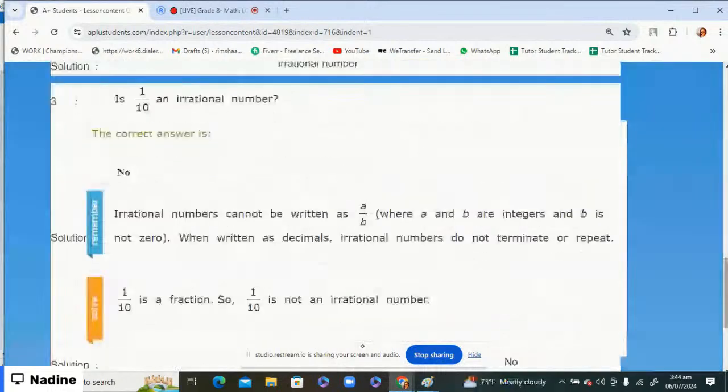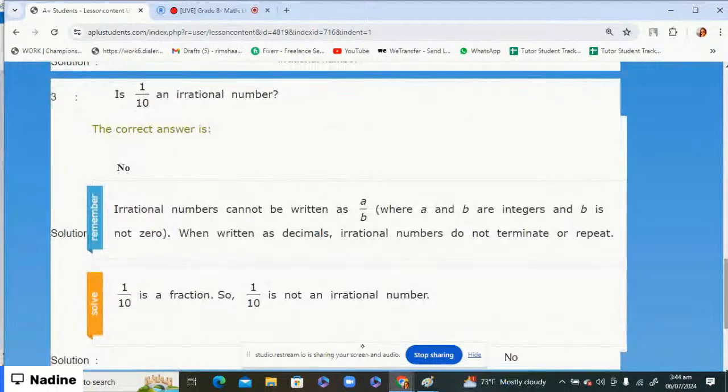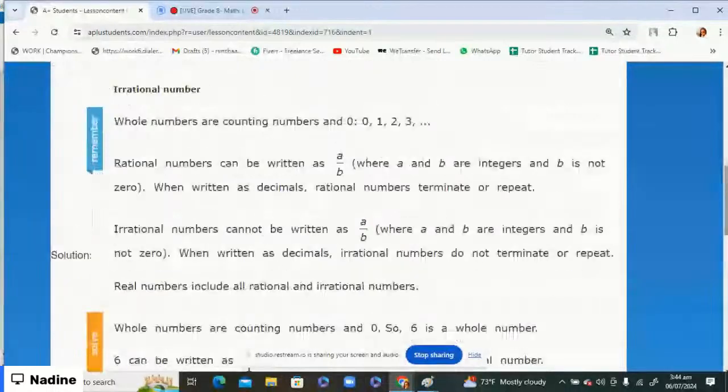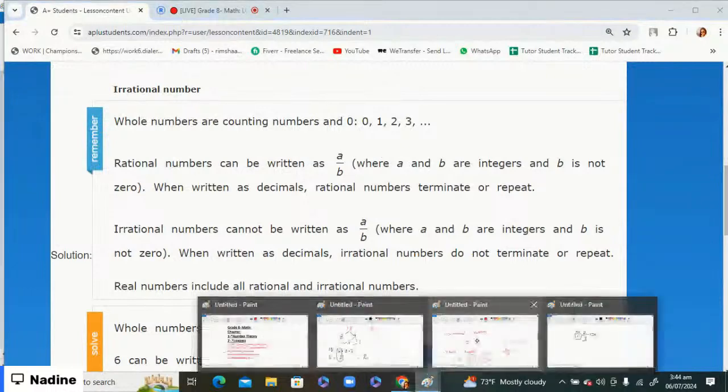Okay, next one. 1 by 10, is it an irrational number or a rational number? No, it's not an irrational number. What is the meaning of an irrational number? Look here. Irrational numbers cannot be written in the form of 2 by 3, 5 by 4, 6 by 7. When you write some numbers in the form of decimals, they do not terminate or repeat. For example, 1.3333 is not a rational number.